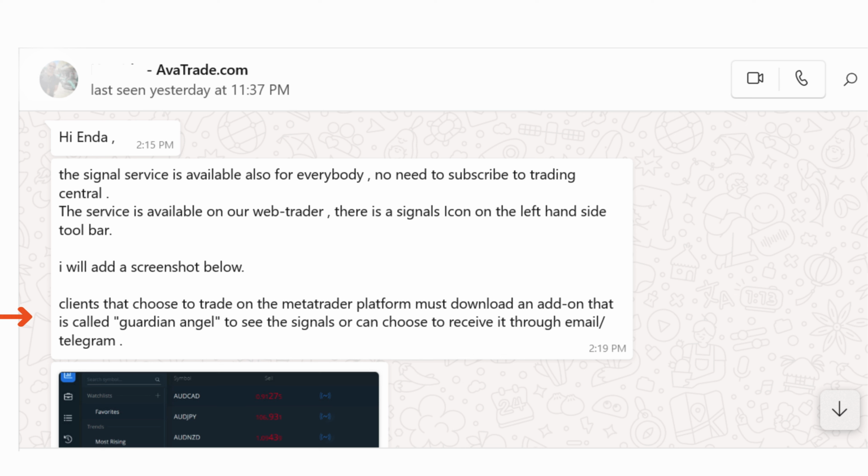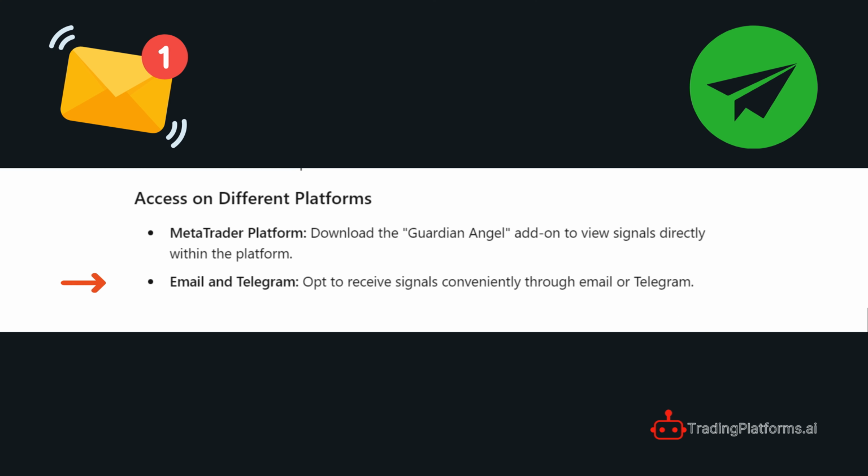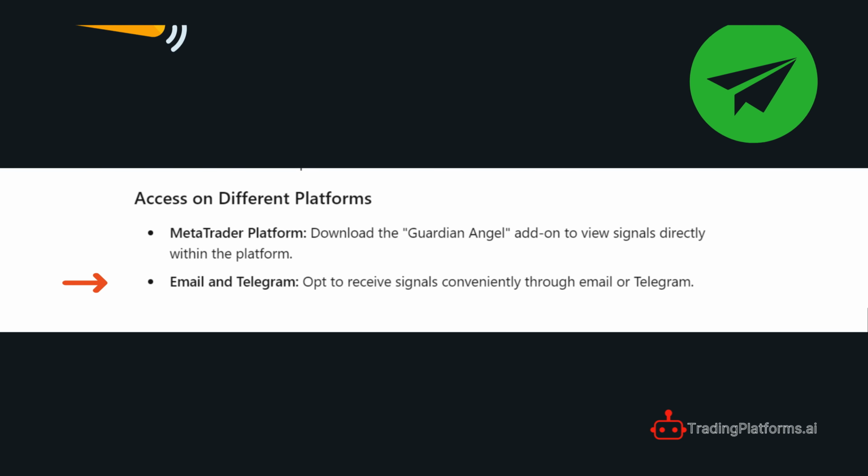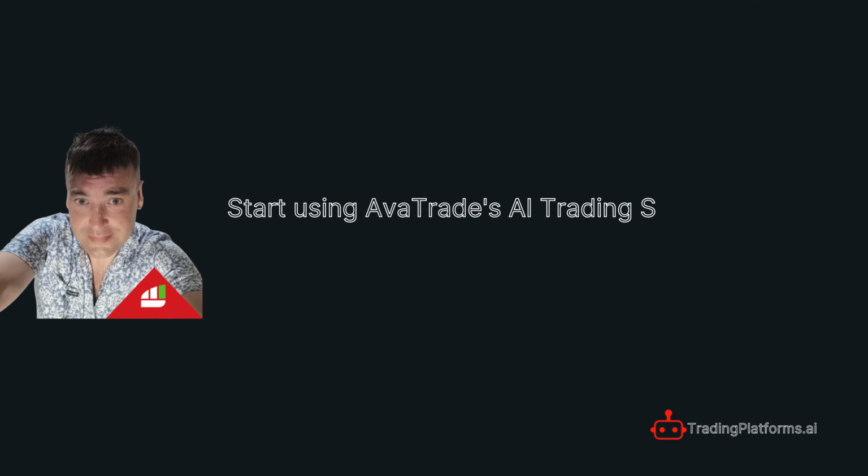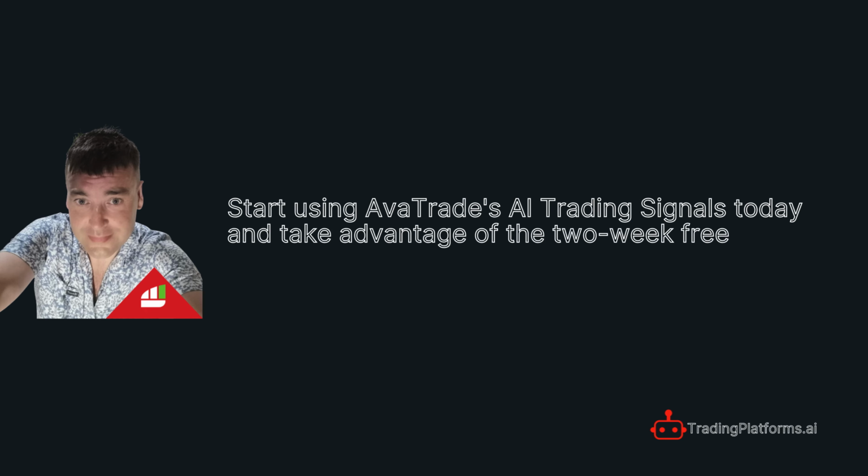On the MetaTrader platform, simply download the Guardian Angel add-on to view signals directly within the platform. Also, you can opt to receive signals through email or Telegram, keeping you informed wherever you are. Start using AvaTrade's AI trading signals today and take advantage of the 2-week free access without needing to deposit.